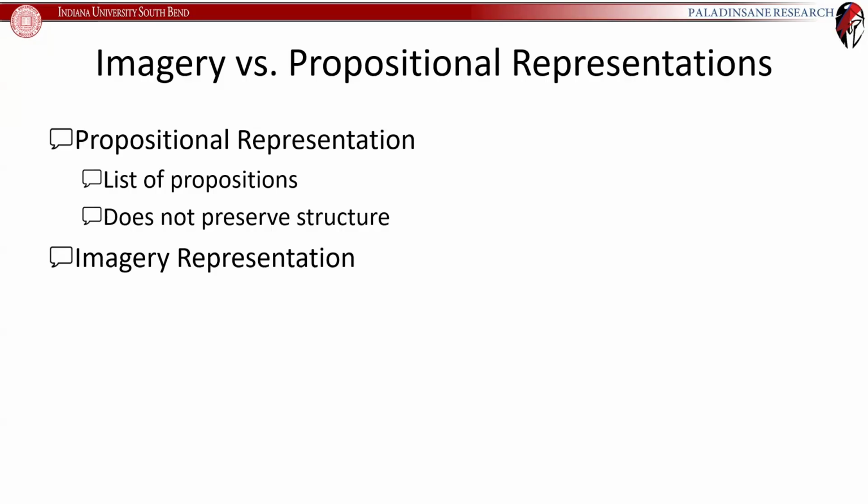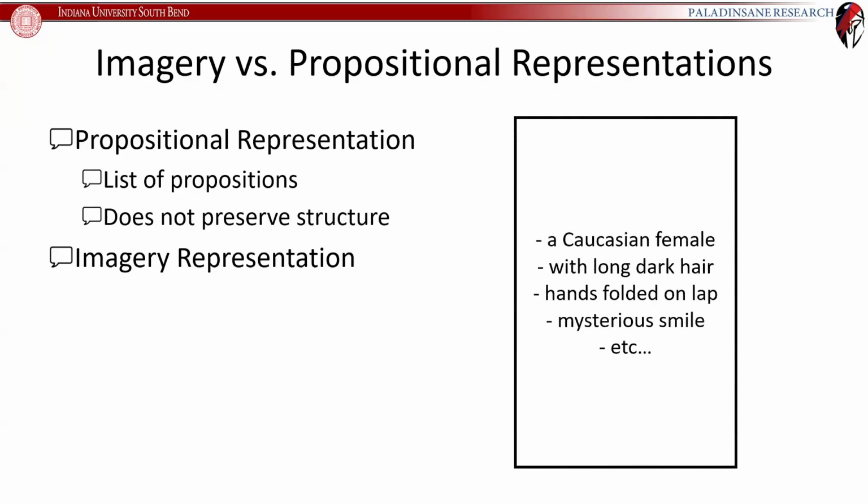So if I gave you a list of propositions like this: Caucasian female with long dark hair, hands folded on lap, mysterious smile. If I kept going with those propositions and gave you enough detail, you would be able to represent the image of the Mona Lisa with just propositional representations. You would be able to give enough information where people would say, oh yeah, that's the Mona Lisa. I know that external reality. I know what you are representing with this series of statements. So that's a propositional representation. That's one way to represent the Mona Lisa.